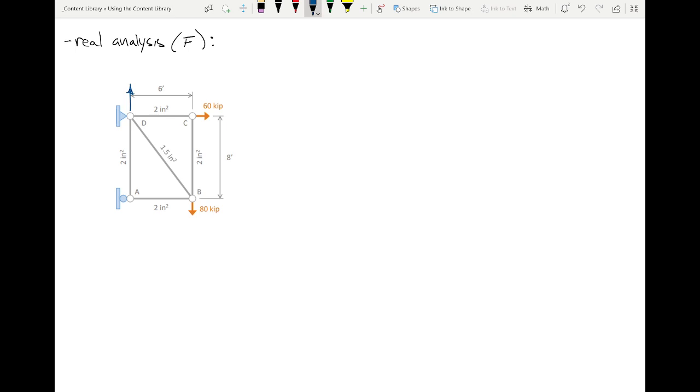80. We got 80 down, we have to have 80 up. So this is Dy, which is 80 kips. Now, the thing with these two here is that there are reactions in the horizontal direction, and there's two of them. There's a horizontal reaction here and a horizontal reaction here.